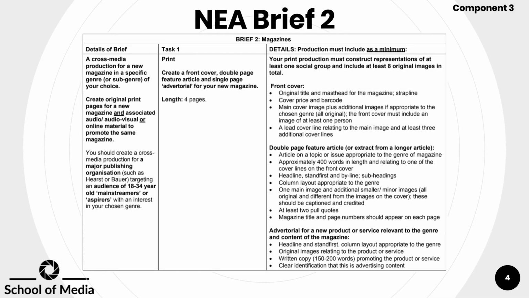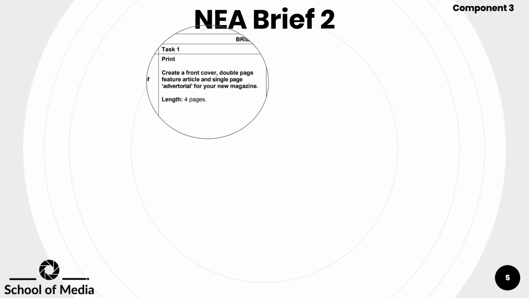So if we look at that brief again, we've got some detail on the right hand side of the screen here, saying what your front cover should include, what your double page spread should include, and your advertorial. Make sure you do all of those things, okay? You also have to construct representations of at least one social group. To be honest, it would be difficult not to do that, so that should come quite naturally, and include at least 8 original images in total, okay?